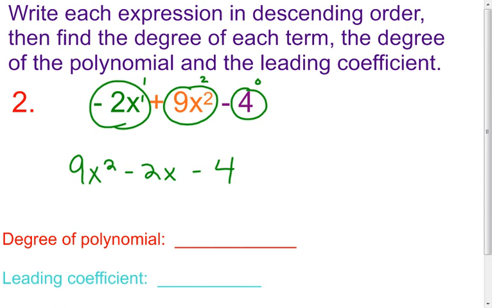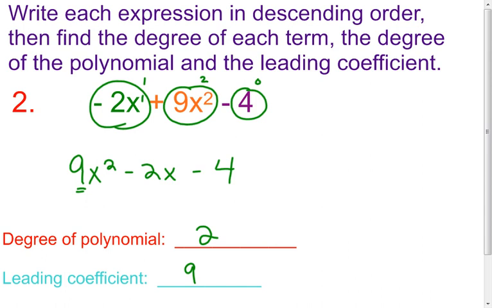So the biggest exponent that I see is a 2. It has a degree of 2. The leading coefficient is the number out in front of that, which would be a 9. By the way, this is also a cubic expression, and it's not cubic, it's a quadratic expression. It's a quadratic expression because it has a degree of 2. If it has a degree of 2, it's a quadratic expression, which this one does.